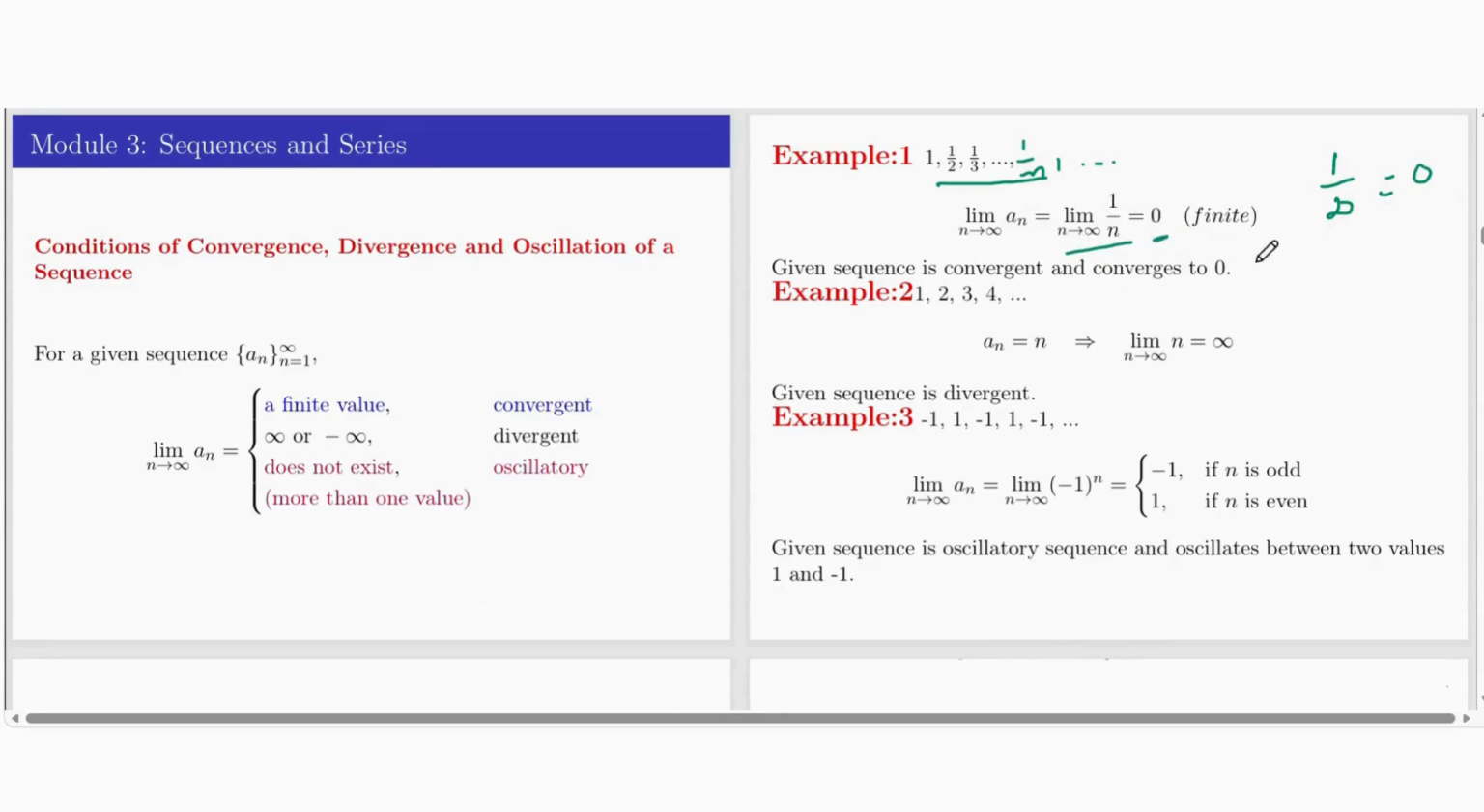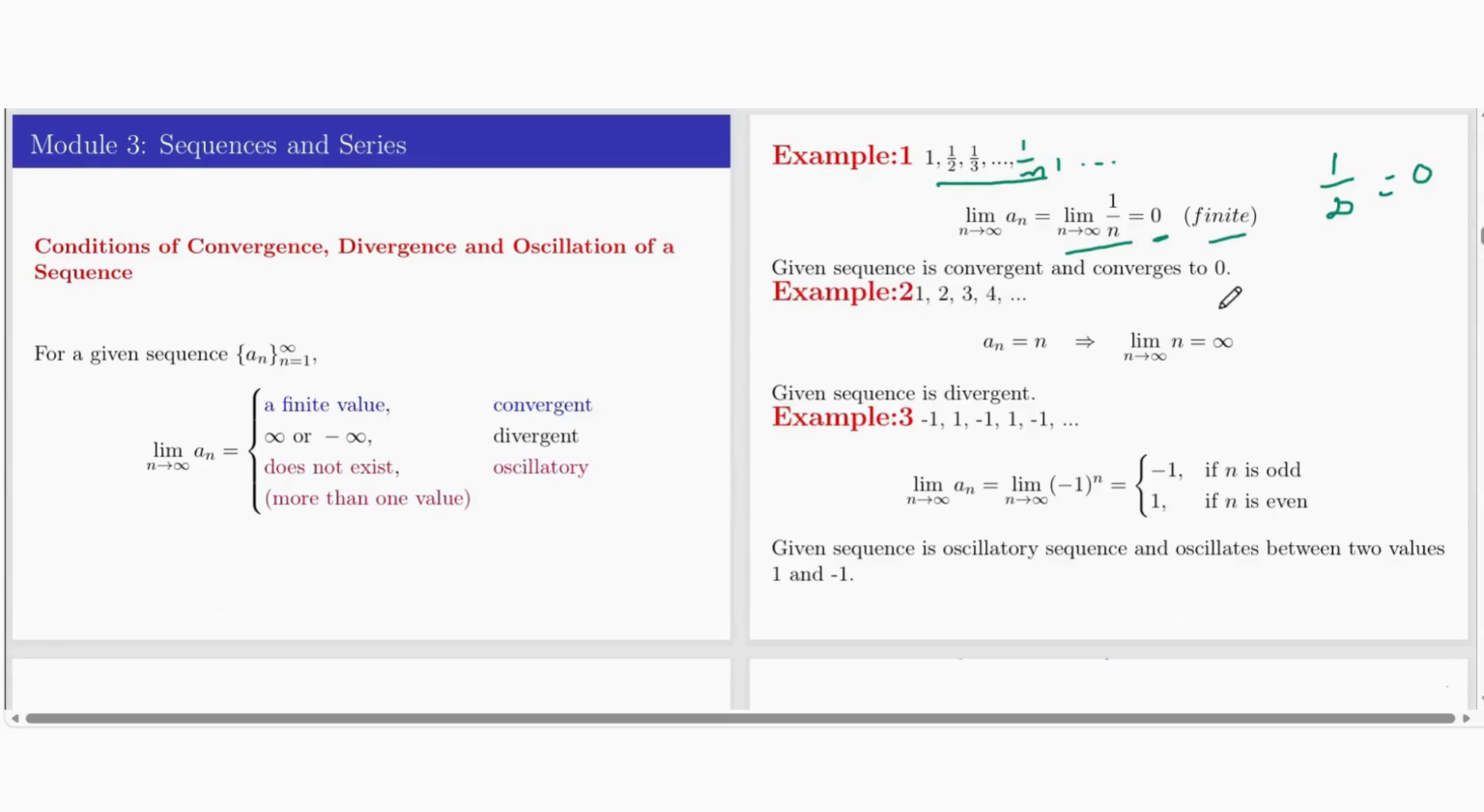And what is 0? 0 is nothing but a finite number. Okay. So that's why here what we conclude? After evaluating this limit, if we get a finite value, the sequence is convergent sequence. Okay. So here what we conclude? Given sequence is convergent and converges to 0.